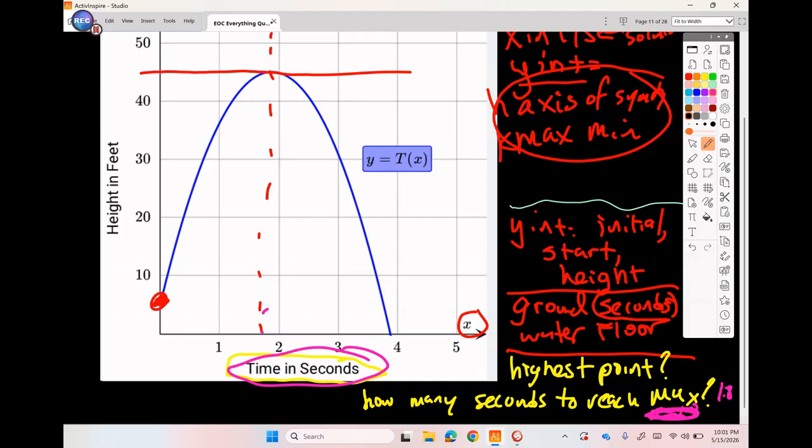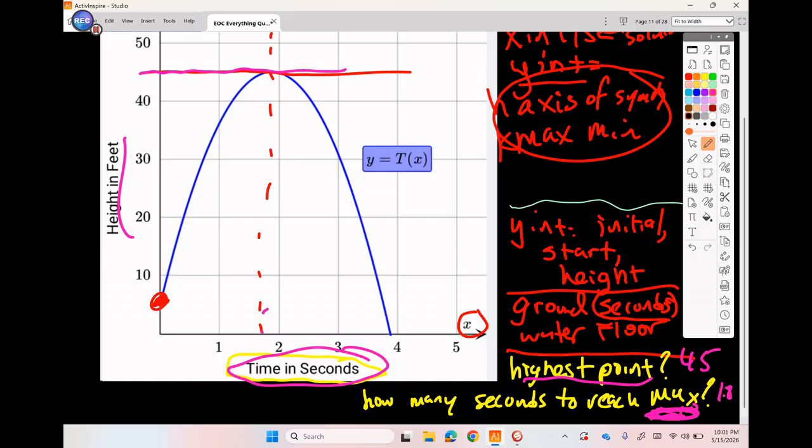And now highest point is a y value, feet, height, right? Highest point. So you just look at the highest y value. In this case, it is 45. 45 is your highest point or your maximum. So be careful with that because they could use the word maximum in both cases, but they might be asking for x to get to the max, or they might just be asking for the max. And same applies for minimum.